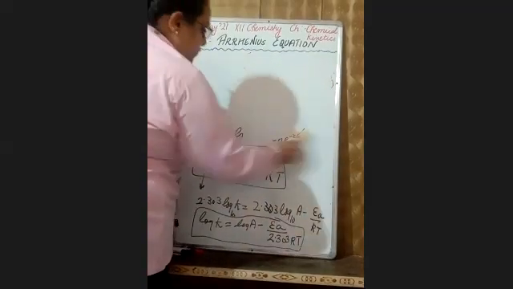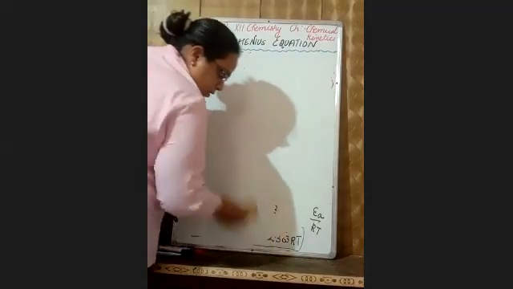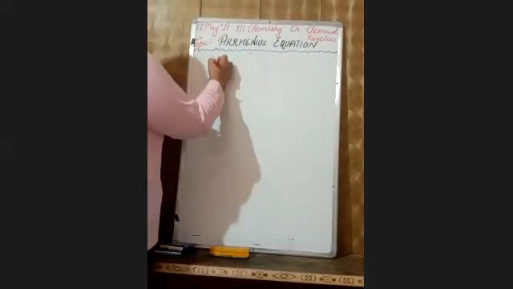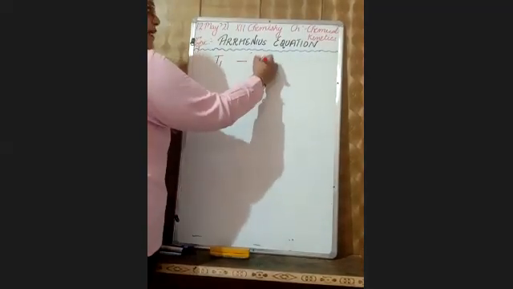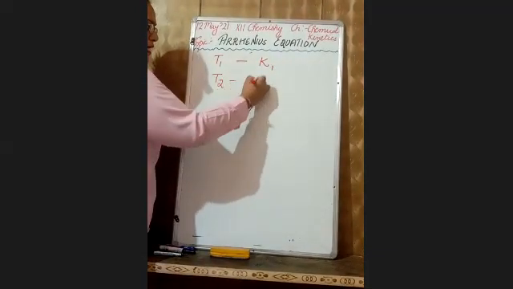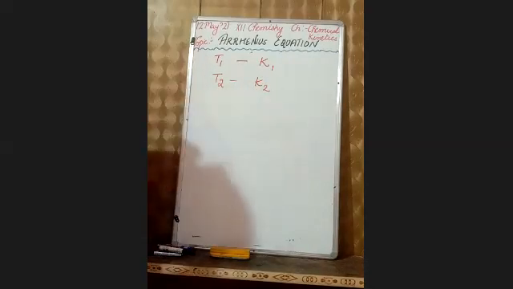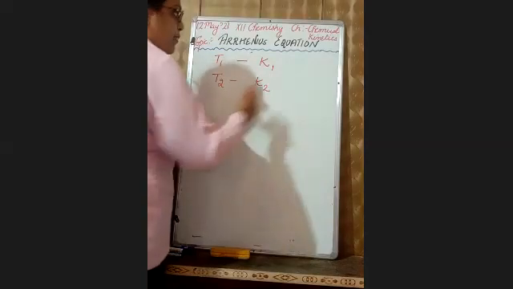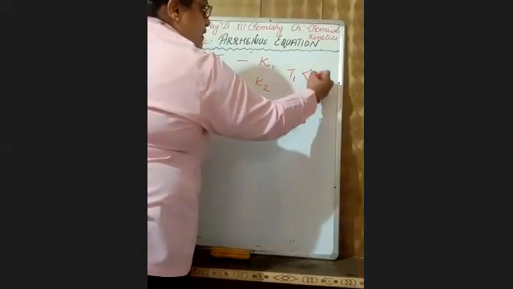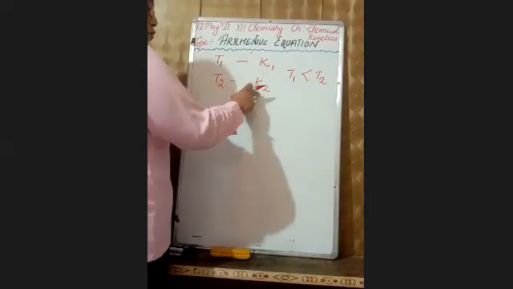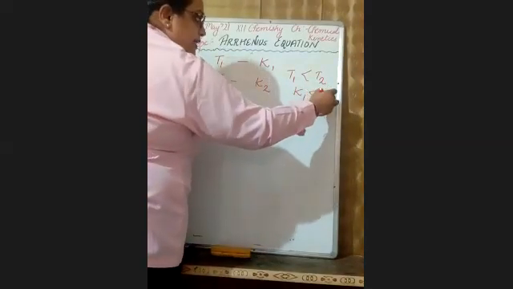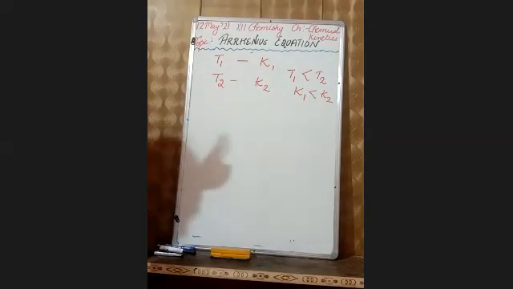So if I take two different temperatures, then find the relation. Suppose I am taking temperature T1. At this, the rate constant is k1. And at another temperature T2, the rate constant is k2. I am assuming T1 is less than T2. And you know, k is directly proportional to temperature, which means k2 is also greater than k1.